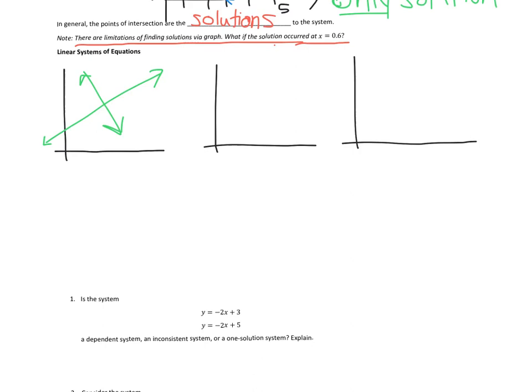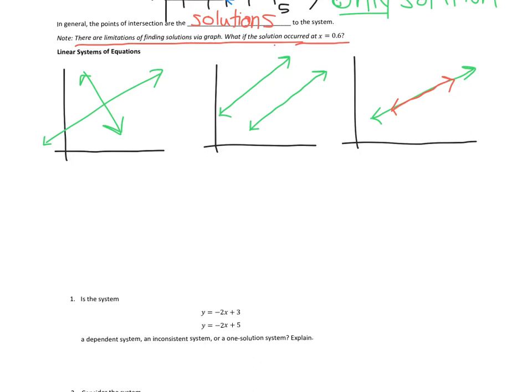Well, do all lines intersect? No. Parallel lines never intersect. So that would mean 0 solutions. Any other possibilities? Well, what if we have one line like this, and then the other line was right on top of that line? In other words, it's the same line. In this case, they intersect infinitely many times, right?